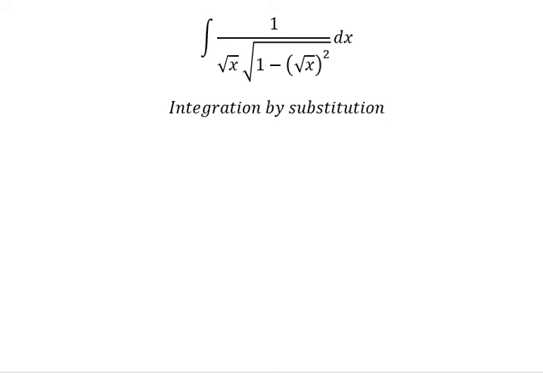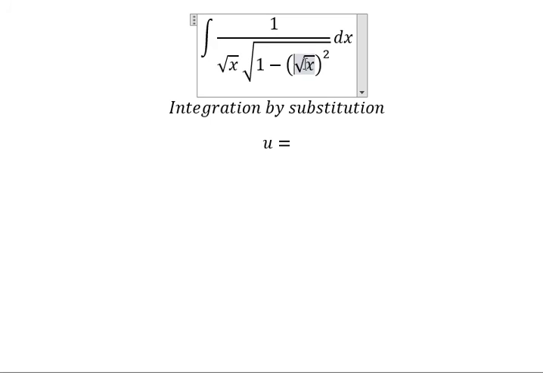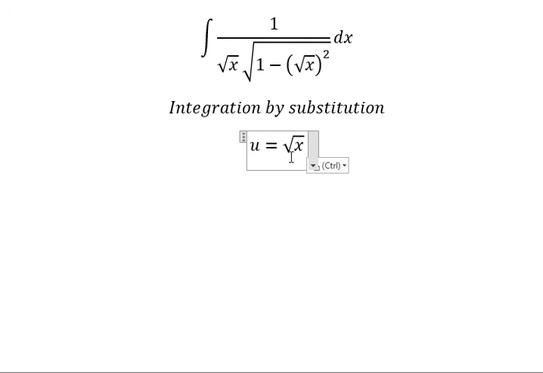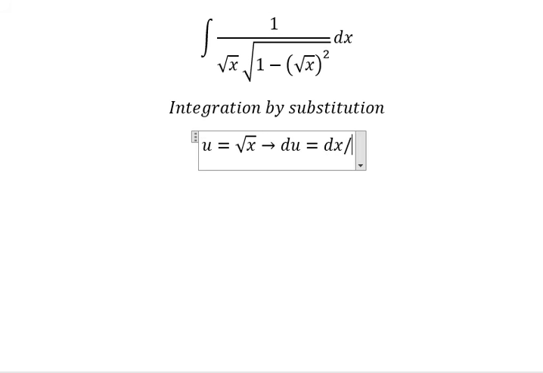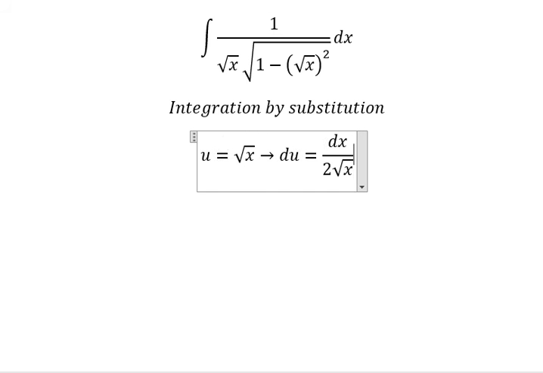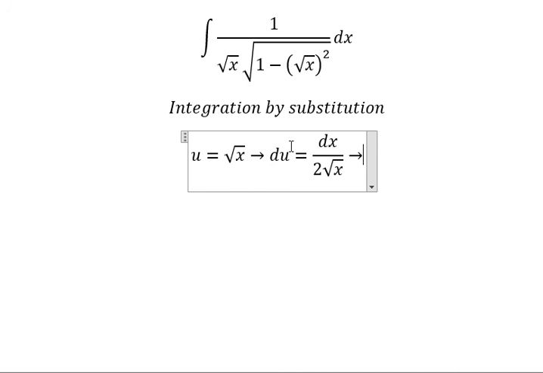So I will put u equals the square root of s. Next, we need to do the first derivative for both sides. So we have 1 over 2 times the square root of s. Because we don't have the number 2 in here, I will put the number 2 to the left.